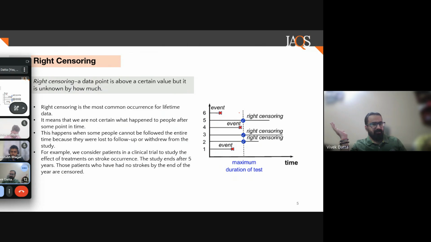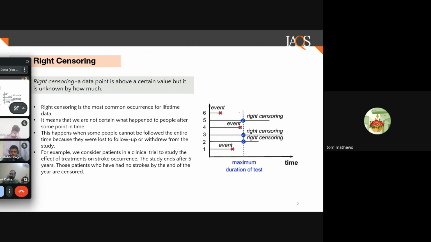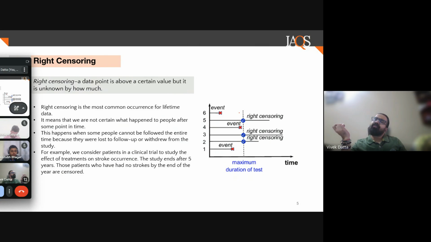Okay. This type 1 is a generalization of right censoring, right? No. Right censoring is, some right censoring is a consequence of type 1 censoring. Understood the difference? Okay. Ashok, read this part.